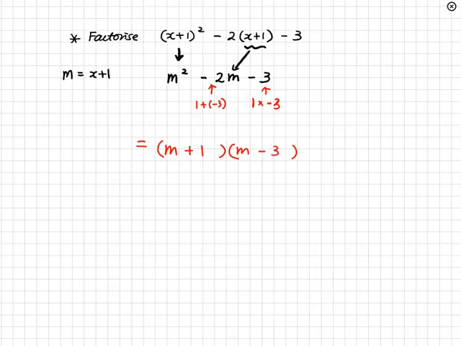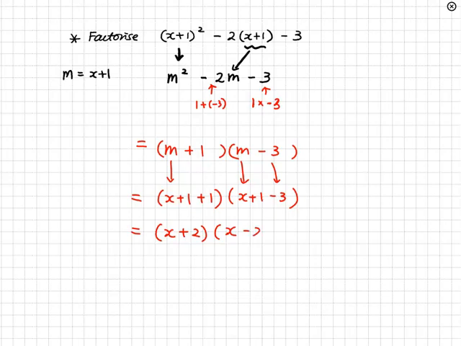Now, because the original question is not in terms of m, we have to replace it back. So now we replace the m back with x + 1, and we still have plus 1 in the bracket, and this m is x + 1, but we still have minus 3 behind. Make sure you collect the like terms, all the numbers, you can sort it together. So it's (x + 2)(x - 2).